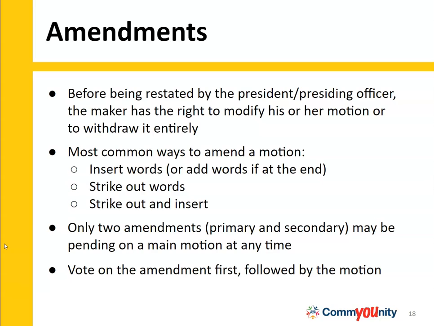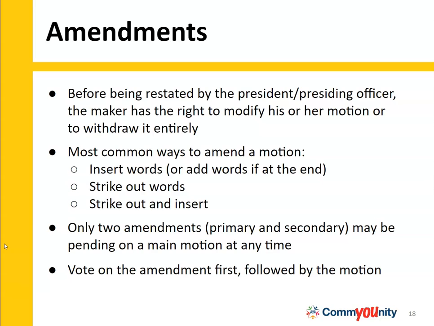The motion to amend is used to modify the wording of the pending motion before the pending motion itself is voted upon. Members should use the proper terminology and identify the specific position in the motion where the amendment should be placed. The most common ways to amend a motion are by inserting words, sentences, or paragraphs, or by adding when the wording is at the end of a sentence or paragraph. By striking out words, sentences, or paragraphs. By striking out and inserting words, sentences, or paragraphs to replace the wording that was struck out.